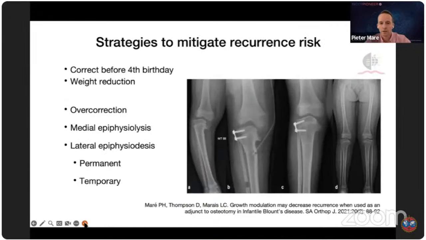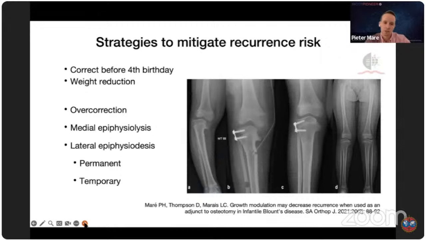So why do we want to determine recurrence risk? Because obviously we want to try and avoid it. The two things in terms of primary prevention we can look at are correction before the child's fourth birthday, and then theoretically weight reduction. Unfortunately, I haven't come across anyone who's been able to effectively reduce weight and alter outcome, and perhaps public health initiatives in the future can help us with this and decrease the overall incidence of Blount's disease. But the second group of patients now, where we sit with children with measured increased recurrence risk.